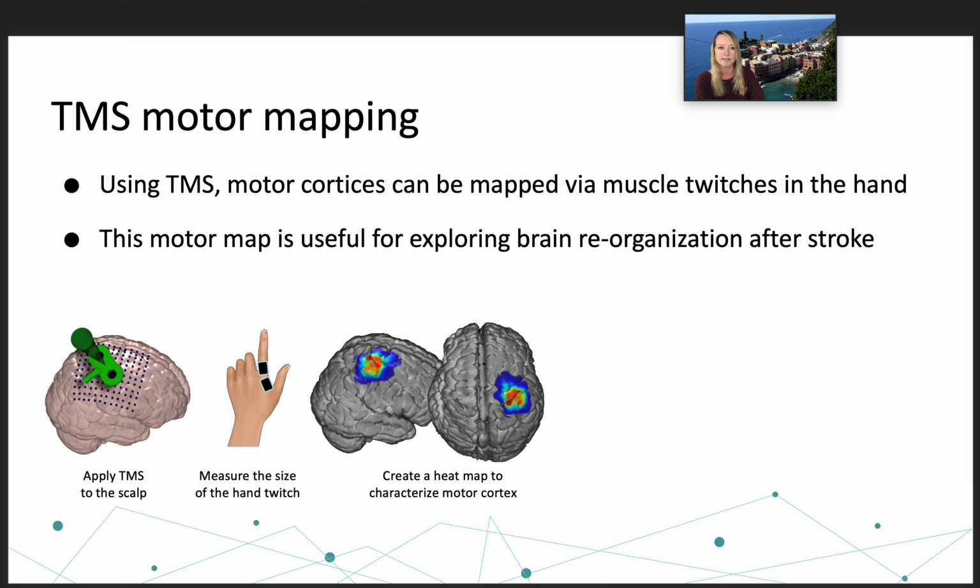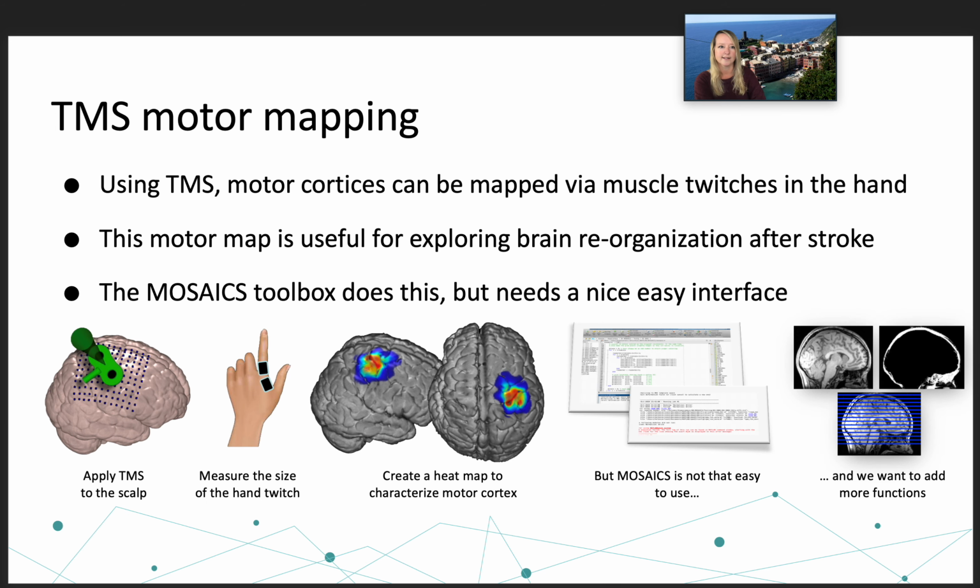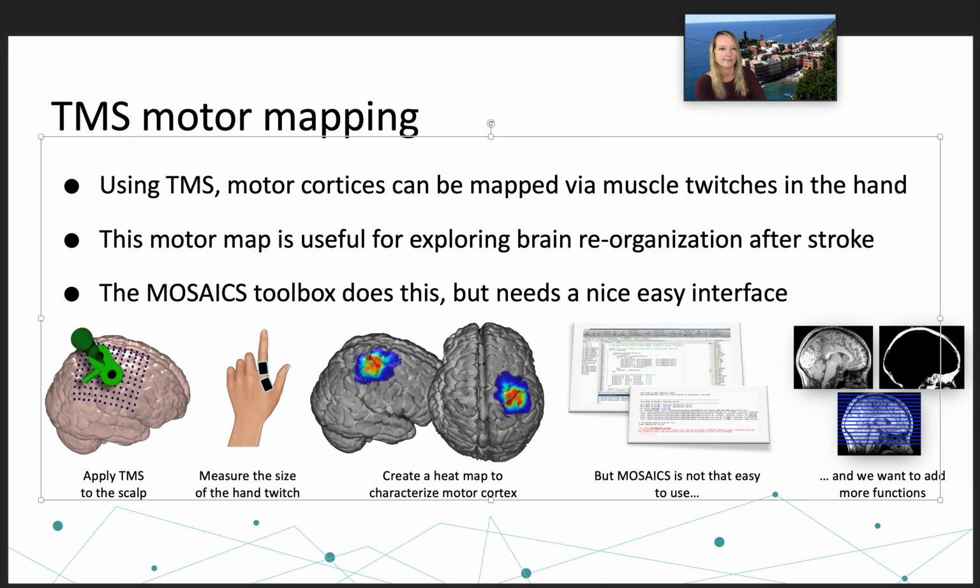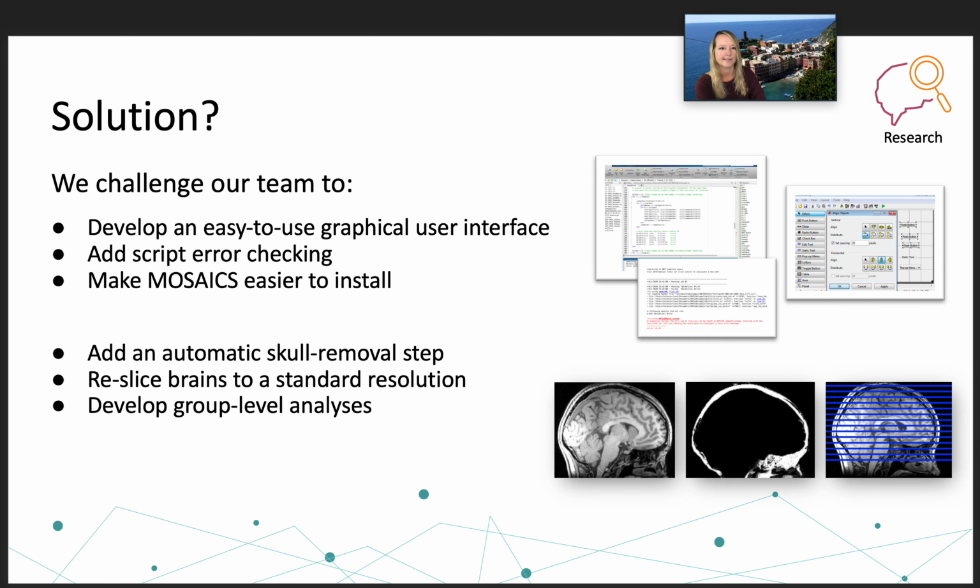MOSAICS is a one-of-a-kind tool, but it's not really easy to use at the moment, and we want to add more functions as well. So we have a great opportunity here for a team of innovators to elevate MOSAICS into a fully functional toolbox, including a graphical user interface, better error checking, and other quality improvements. Once the MOSAICS toolbox is established, exciting new functions can be added, including additional imaging features such as automatic skull stripping and group-level analysis. The ultimate goal for this project is to release the MOSAICS toolbox for use by other labs across the world.